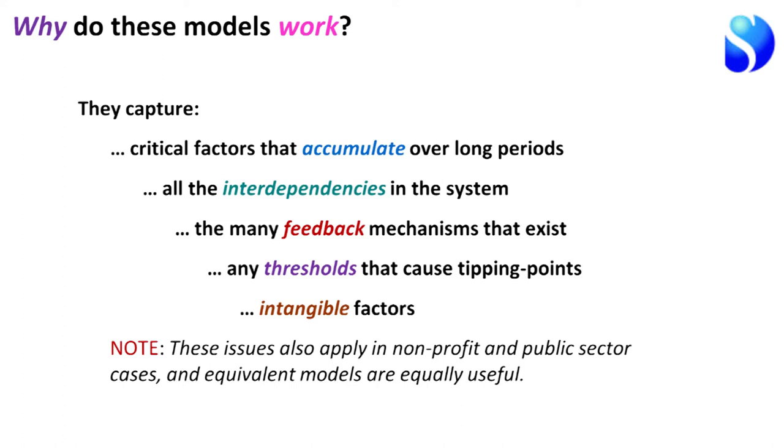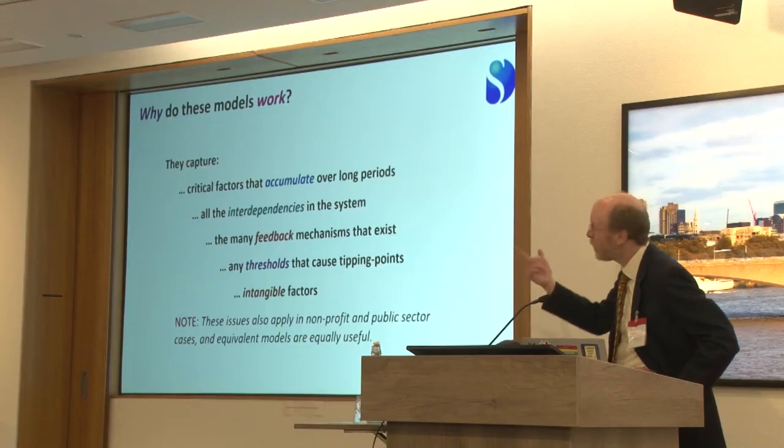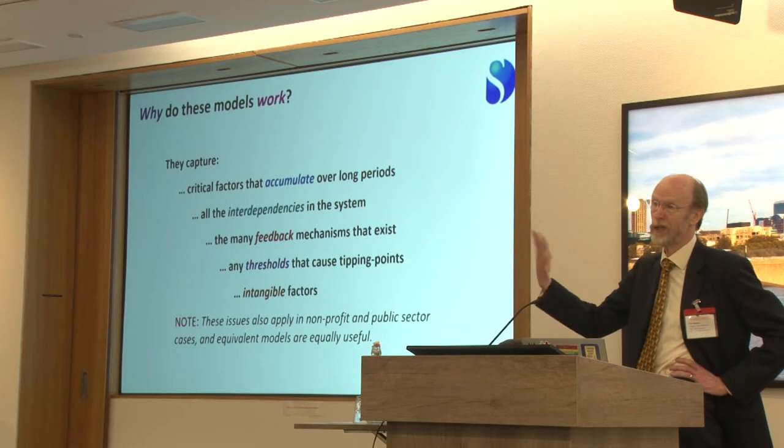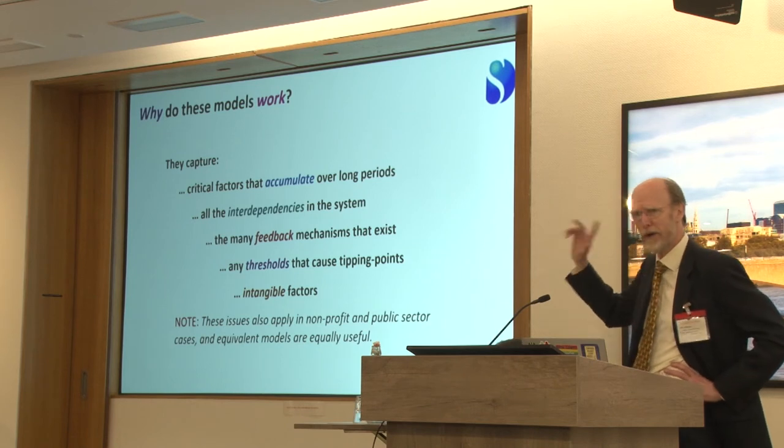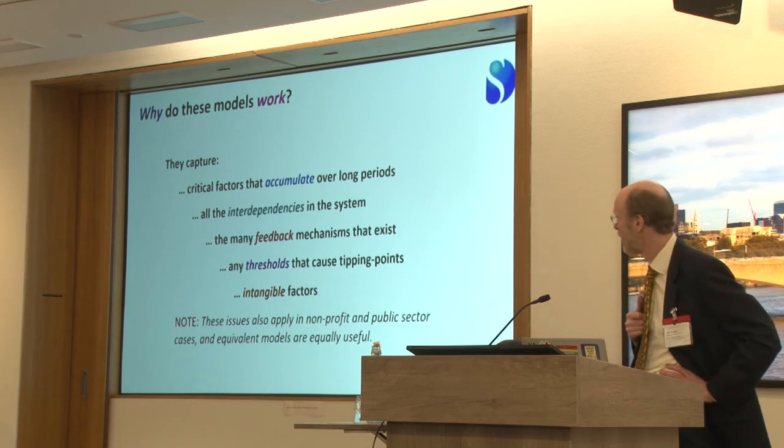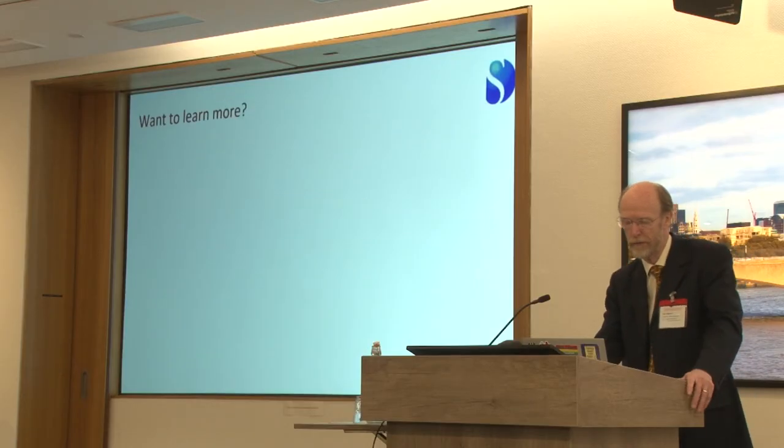Something that many spreadsheet models simply don't even consider is that there are quite serious threshold effects all over business issues. Things are going fine and fine and fine and fine until all of a sudden they're not. They just fall off a cliff because you've crossed some threshold where things that were okay aren't okay anymore. And we deal with intangible factors as well. So we've actually got the quality of the projects that these contractors do in the model. And just a note, I know there are some people here who are not from a business environment. These issues are exactly the same in the public sector and in nonprofit cases, and the solution is exactly the same as well. So this is just as relevant for you.